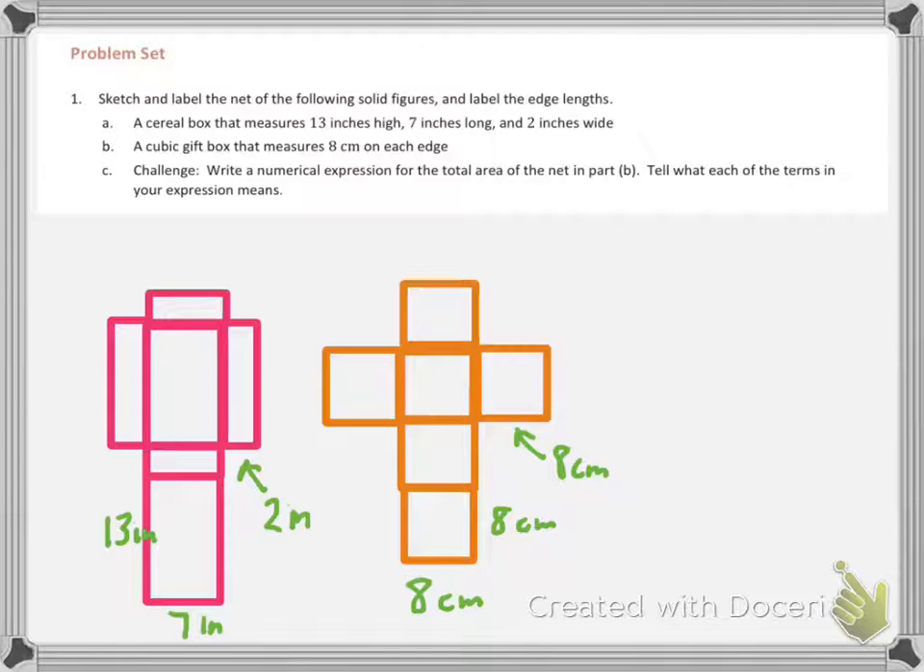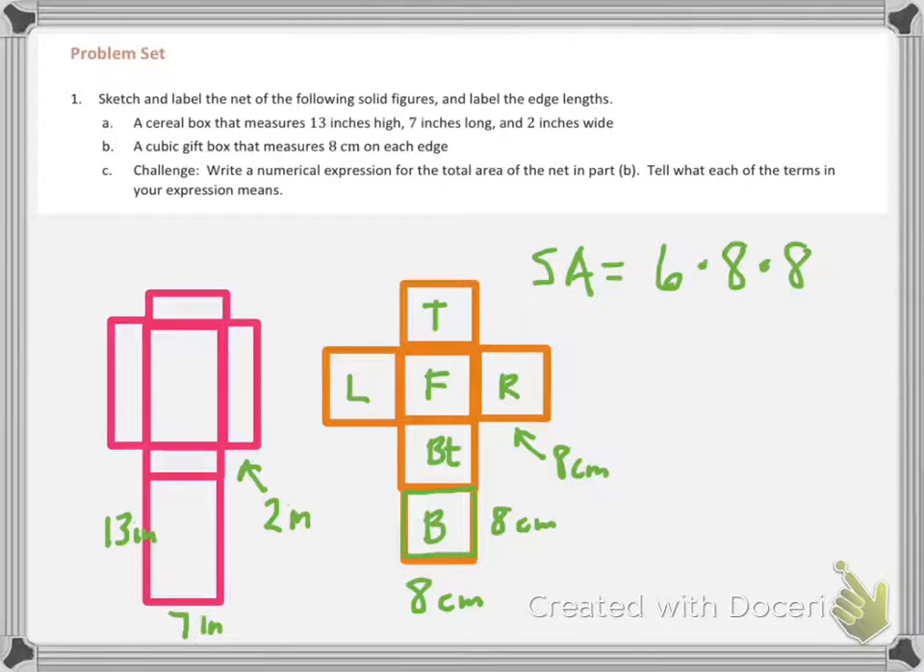Okay, and then last, the challenge, write a numerical expression for the total area of the net in part B. And so the net in part B, well, I can do this a little quicker. I've got a front and a bottom, and I have a top, and I have a back, and I have a left side, and I have a right side. So there's 6 faces to this, so the surface area is going to be equal to 6 times the area of each individual face, and each individual face is an 8 by 8 square, so that's 6 times 8 times 8, and that will be the surface area.